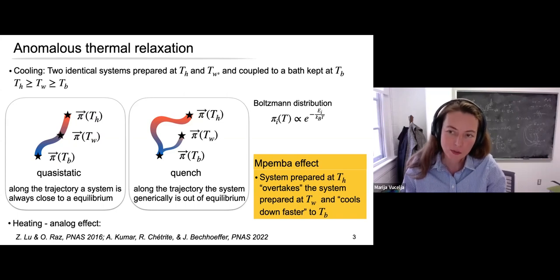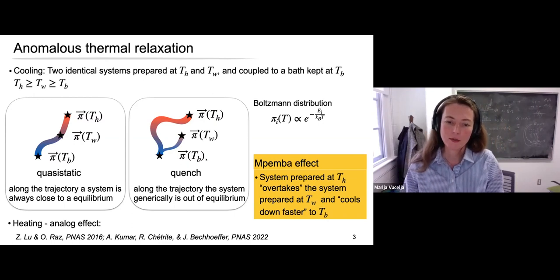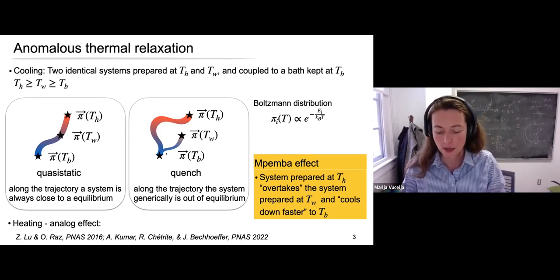It doesn't match, so for me, equilibrium means that it has the Boltzmann distribution, but it doesn't match the temperature of the environment in which I place it. And I quench it, so there is no equilibrium in between the initial point and the final point. And then I measure how fast each of these trajectories evolve. So, the system prepared at a hot temperature and the system prepared at a warm temperature.